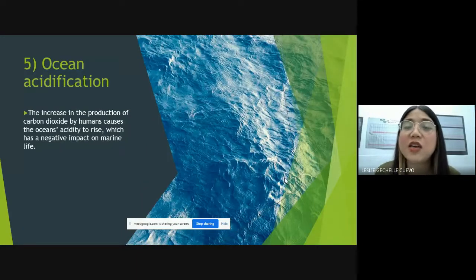Then, ocean acidification, the increase in the production of carbon dioxide by humans causes the ocean's acidity to rise, which has a negative impact on marine life.